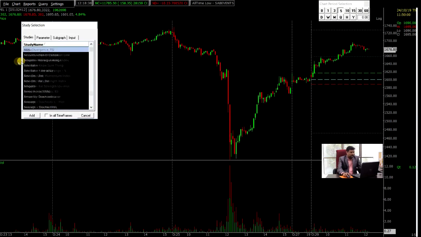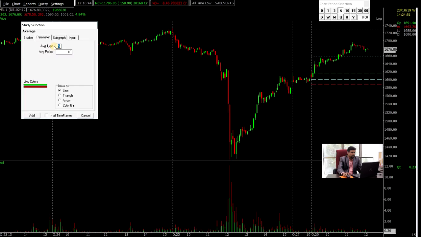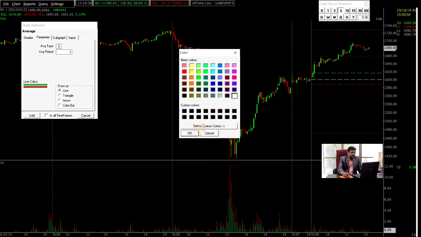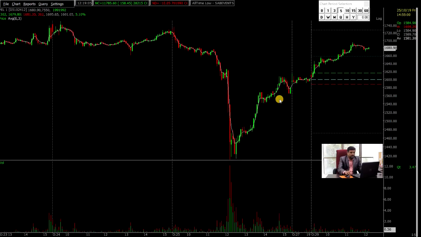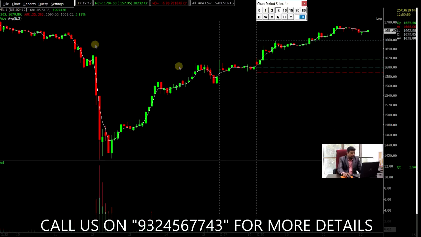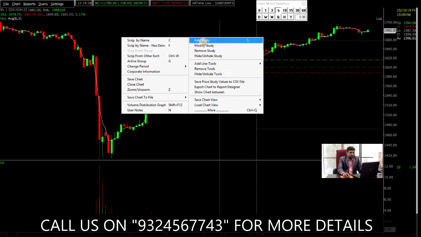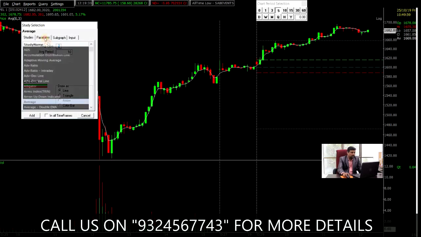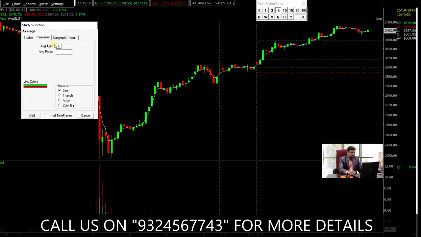I am taking one moving average. It's an exponential moving average of 3 minutes. I am taking the color as per my own liking, and I am applying this moving average on the chart. Now, for the sake of intraday traders, I am telling you this chart is of 5 minutes. On the 5 minute time frame, we are taking average exponential 3. Now, to form a rainbow, I am taking one more moving average, E3.